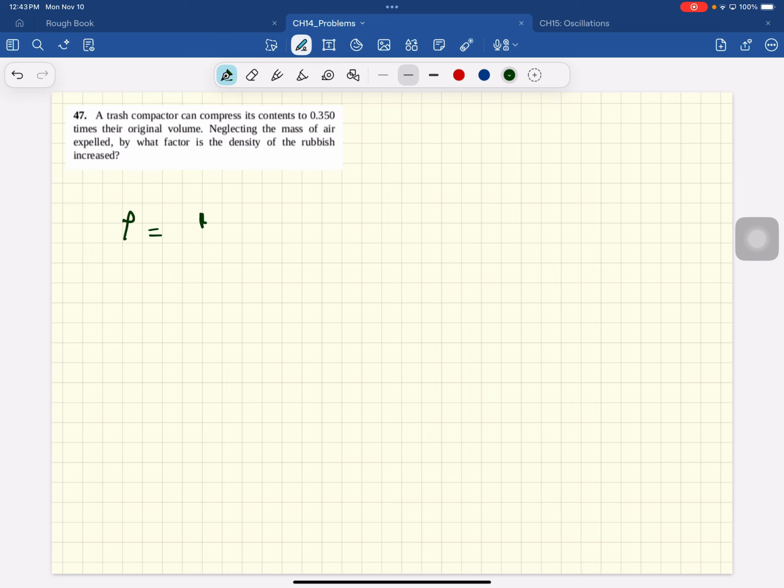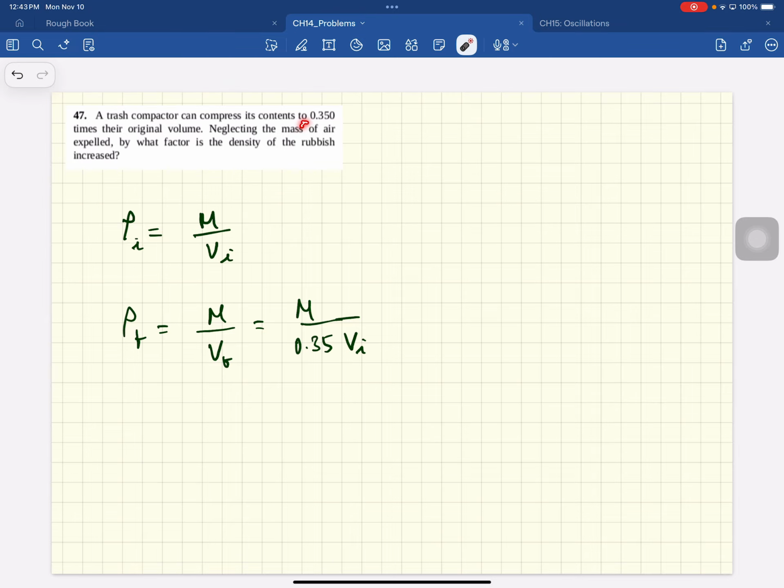So density is mass divided by volume. The final density, where the mass is the same, depends on the final volume. So this is mass divided by 0.35 times the initial volume. So you decrease the volume to 35% of the initial volume. So this is equal to 1 over 0.35 times the initial density. So roughly 3 times the initial volume. I mean, 3 times the initial density.